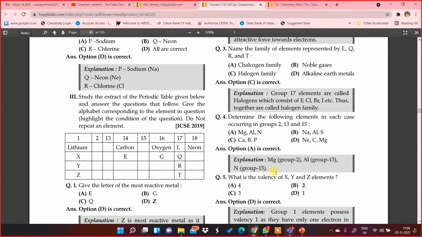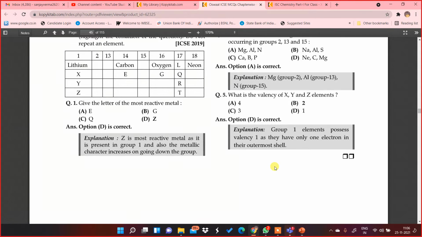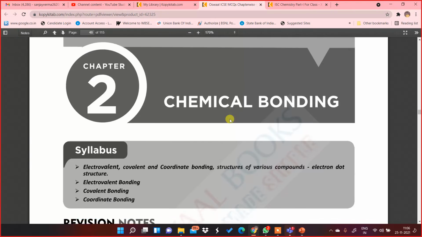Then moving to question number 5. Valency of X, Y, and Z elements. The valency is 1 because they belong to group 1. So this is how you solve the case-based questions. I am trying to cover as much as possible in today's class.